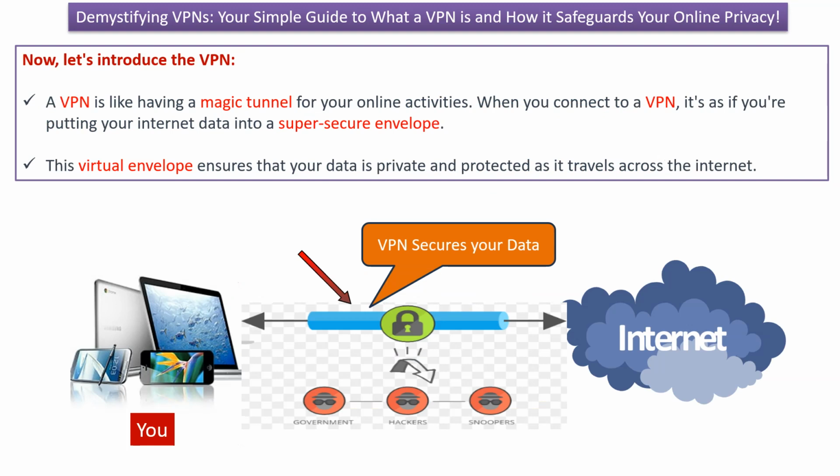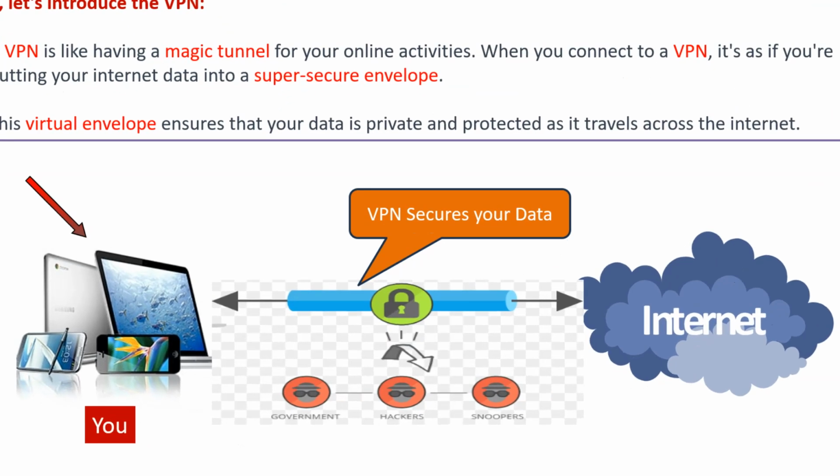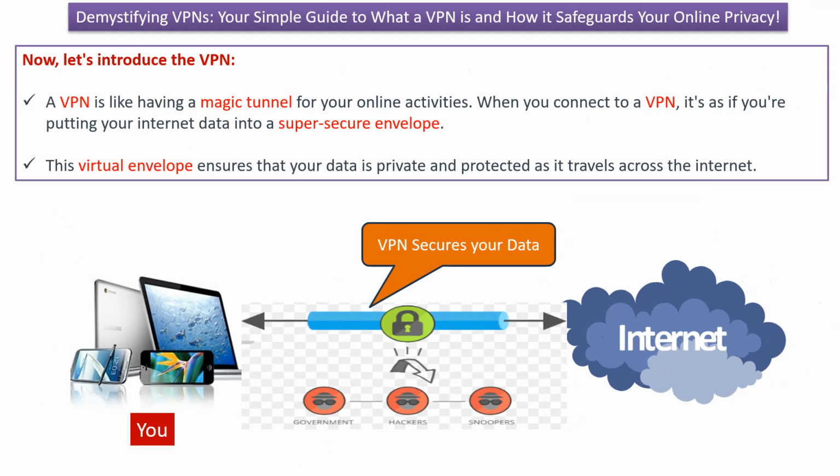When you connect to the VPN, it is as if you are putting your internet data into a super secure envelope. This virtual envelope ensures that your data is private and protected as it travels across the internet. Here you can see you are using a mobile device or laptop device to send data to the destination. And if you are using VPN, then VPN secures your data so that the government or hackers or snoopers cannot see what you are sending from your machine to the destination.